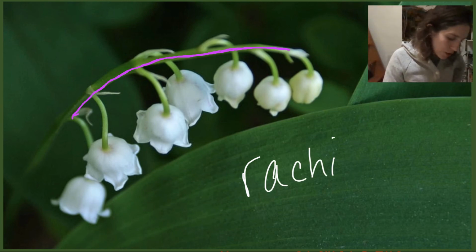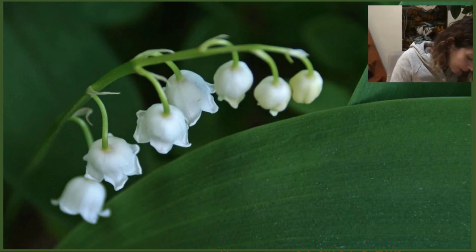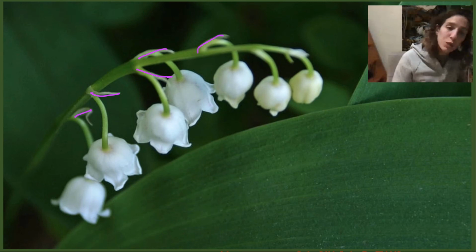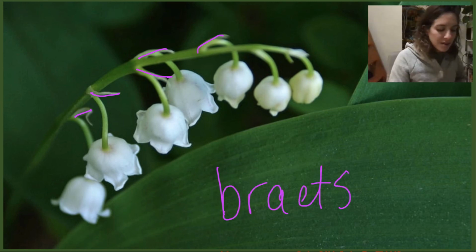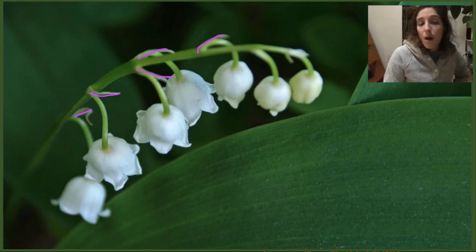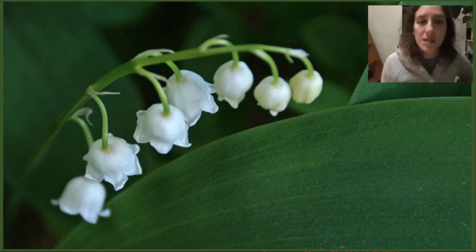Now, we see these little tiny structures at the base of each pedicel here. These little pieces of membranous tissue, these are bracts. Bracts, that's a C. Bracts are just usually small leaves associated with flowers or associated with inflorescences.